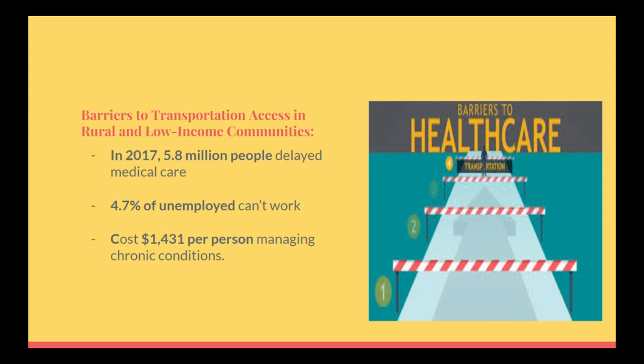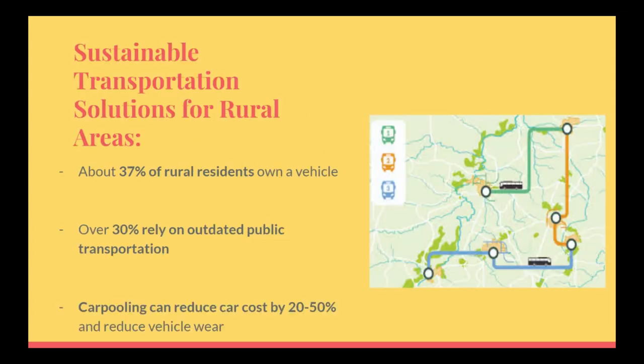problems, and about $1,431 per person managing chronic conditions. And sustainable transportation solutions for rural areas. About 37% of rural residents own their own vehicle, and over 30% rely on outdated public transportation. Carpooling can save each person in a rural community about 20 to 50%, and reduce vehicle wear.